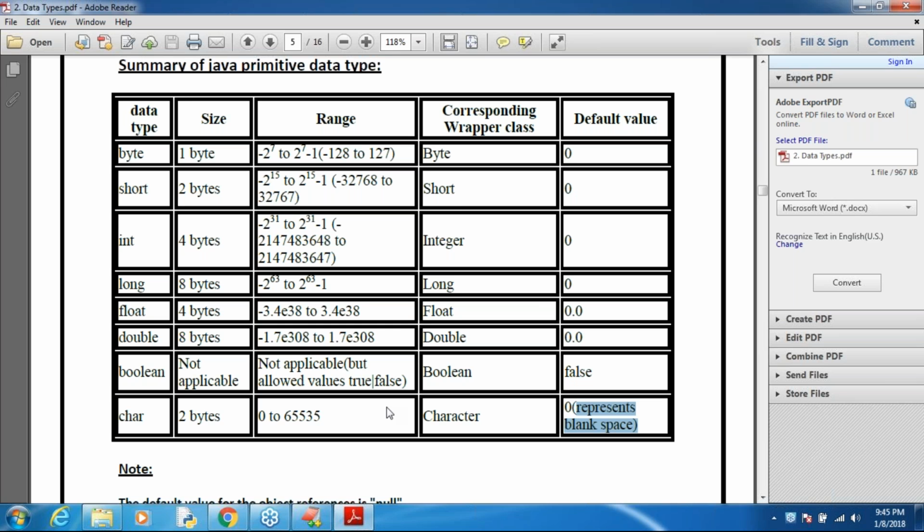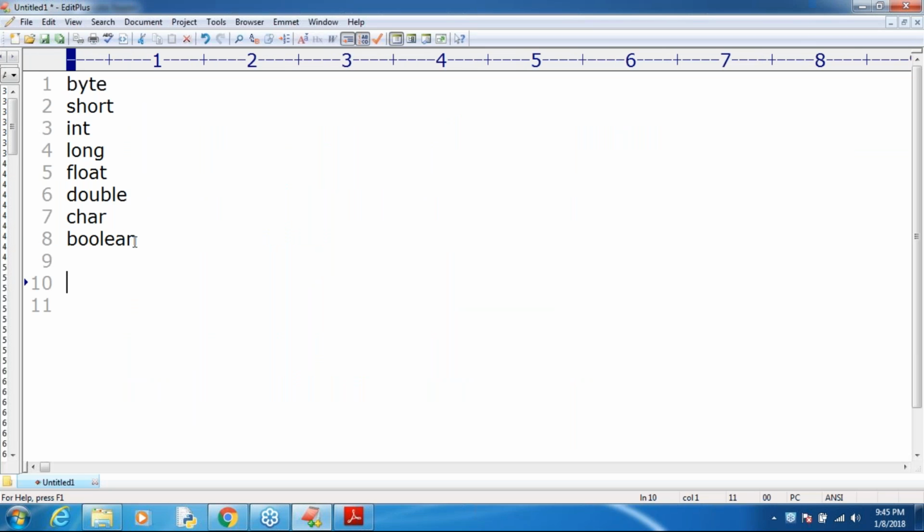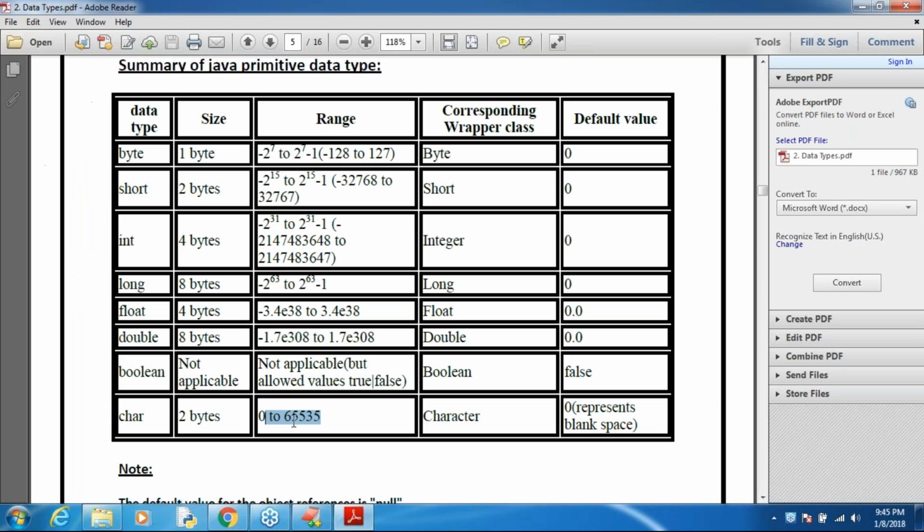For every character, a Unicode value is there. That Unicode value is nothing but these numbers, 0 to 65,535. In the old languages, we can use the ASCII code of small a or capital A. What is the ASCII code of capital A? 65. Small a, what is the ASCII code? 97. Capital A is 65, small a is 97. The range should be 0 to 65,535 only. Remember that.